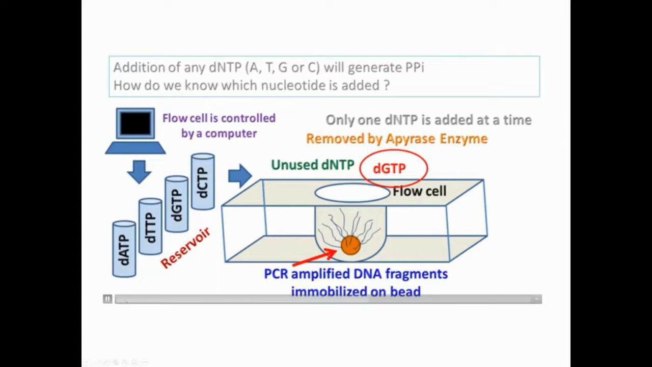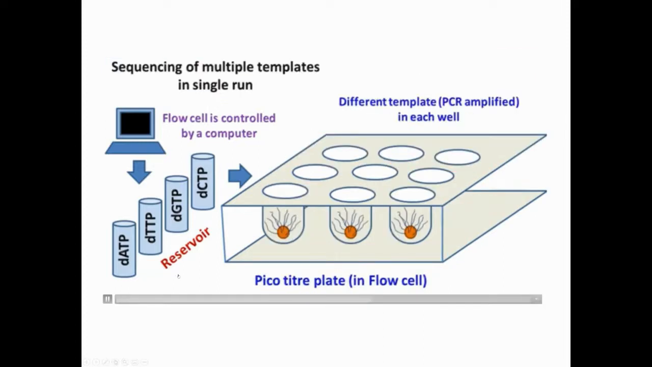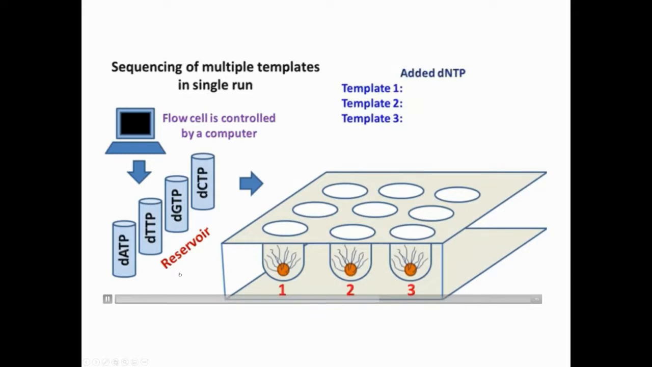The more advanced pyrosequencing also allows sequencing of different templates in a single run. For this purpose, the beads having different template DNA are kept in a picotiter plate. All the template DNA are PCR amplified and immobilized on a single bead.